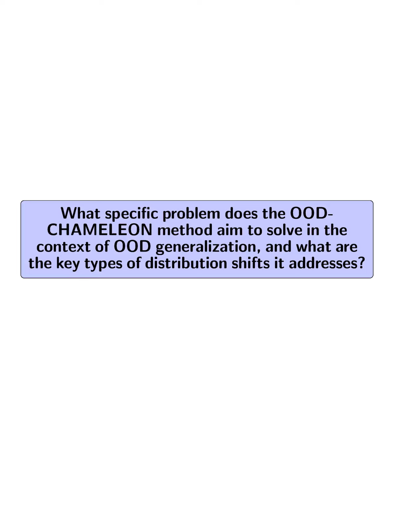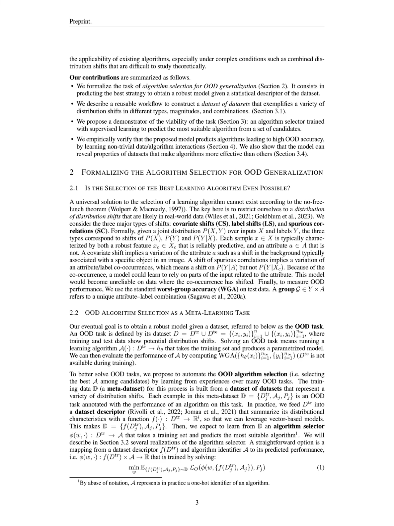What specific problem does the OOD-CHAMELEON method aim to solve in the context of OOD generalization, and what are the key types of distribution shifts it addresses? The OOD-CHAMELEON method aims to solve the problem of selecting the most suitable learning algorithm for out-of-distribution (OOD) generalization tasks, particularly when faced with complex real-world distribution shifts.